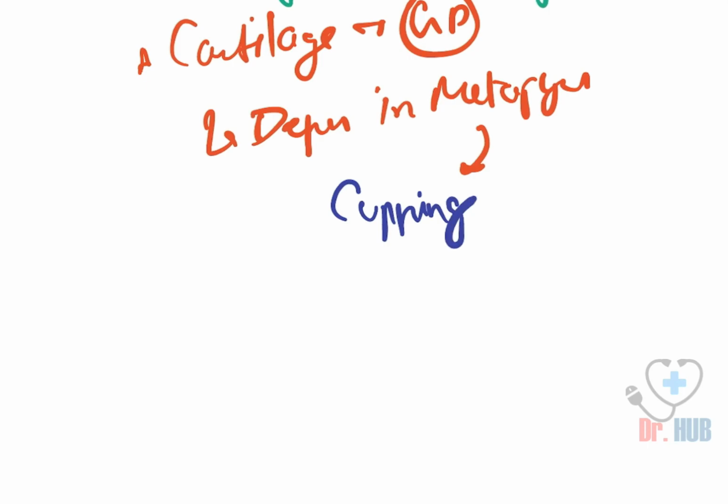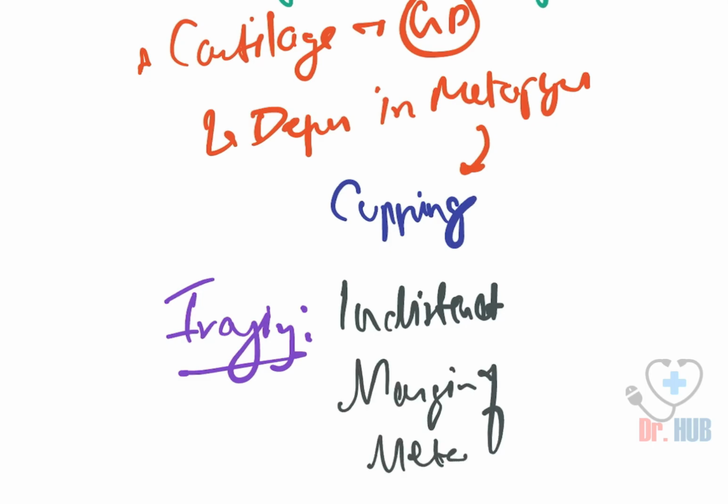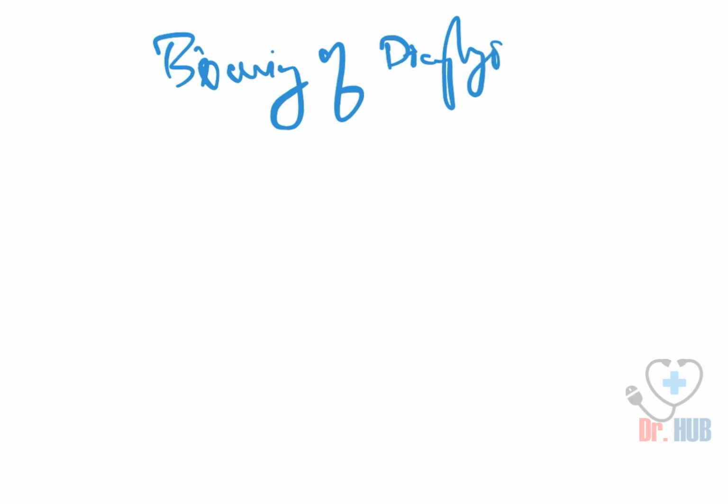Next, what we see is fraying. So what is meant by fraying? In fraying, there are indistinct margins of the metaphysis. Then there are also some other points, such as bowing of the diaphysis, with thinning of the cortices.